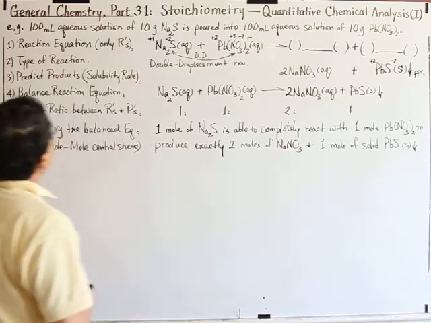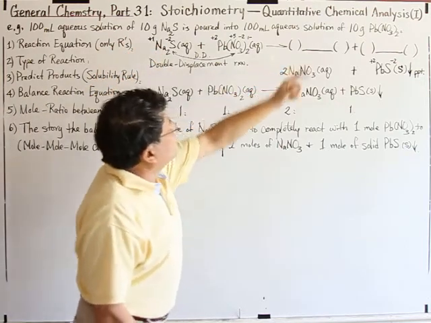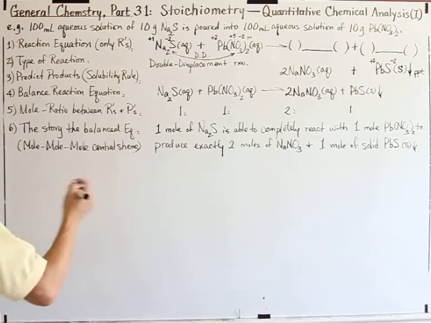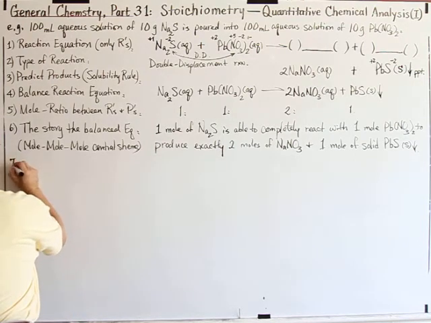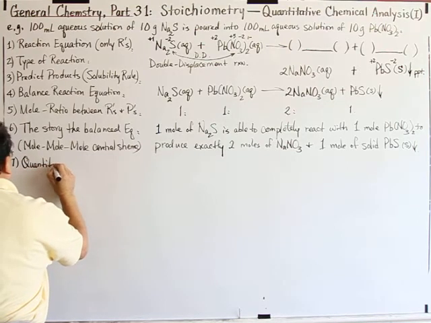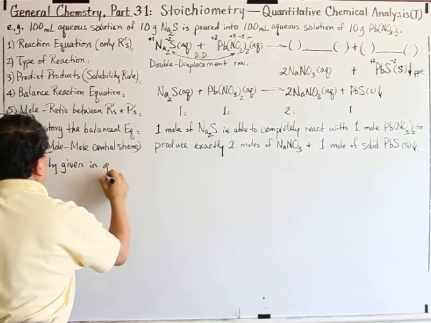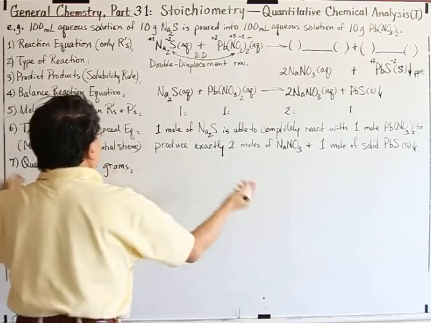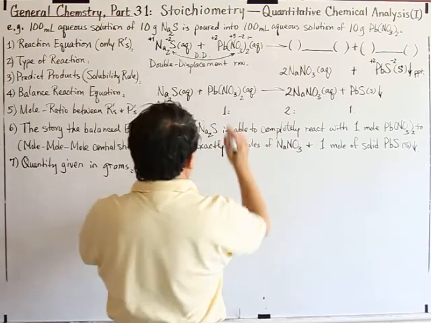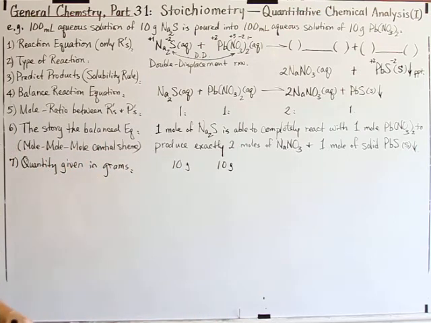So what happens is we have to find how many moles are in 10 grams of this and 10 grams of that, and then we are able to deal with how many we are able to exactly form. So let's find it. The given quantity in grams: this one is 10 gram, and this one is 10 gram. Both 10 gram.